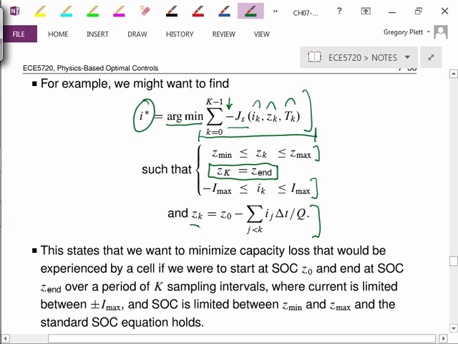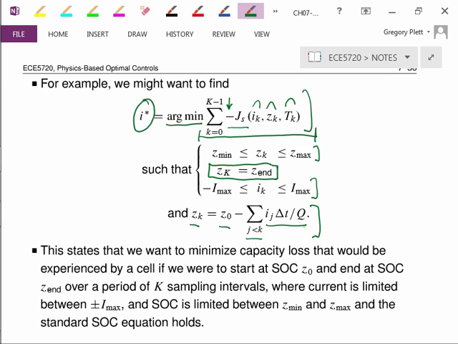So at any point in time, Z_k is equal to the initial state of charge minus the sum for j equals 0 up to k minus 1, or j less than k, of the current at time j times delta T over Q. Here, for simplicity's sake, we are ignoring the Coulombic efficiency, assuming it's close enough to 1 that we don't really worry about it too much in this computation. It actually makes things quite a lot harder if we put Coulombic efficiency in, because it's a nonlinear equation. It depends on whether the I is negative or positive.